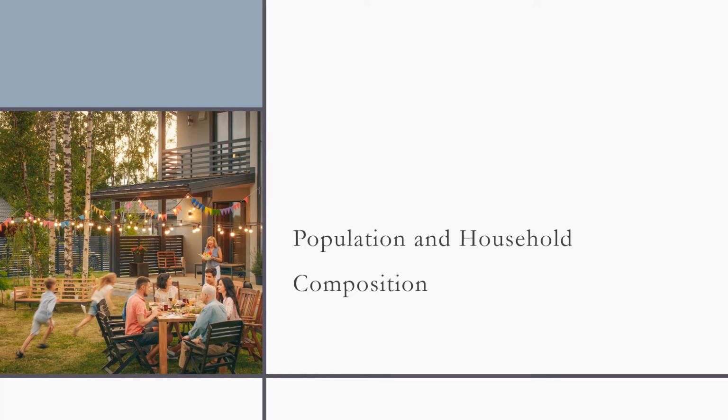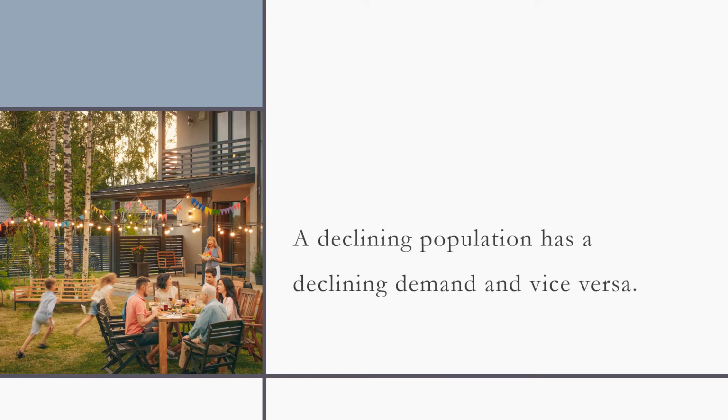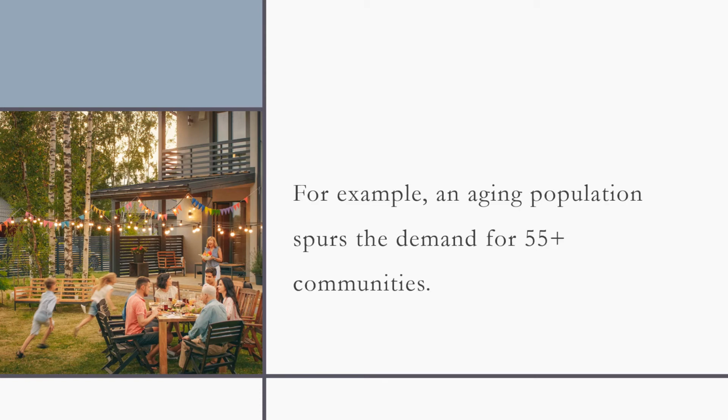Population and household composition. Population numbers, including age and household composition, influence demand. A declining population has a declining demand, and vice versa. A growing population has a larger demand. So, for example, an aging population spurs the demand for 55-plus communities.